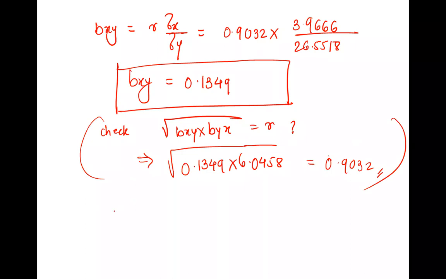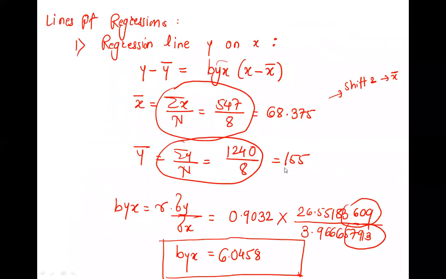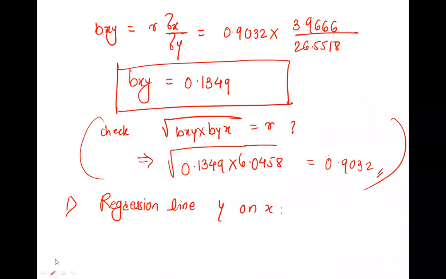Now byx, bxy, x bar, y bar, everything we do have with us. So we'll go with the first line once again, the regression line y on x. Before that, we just find x bar, y bar, byx and bxy. Chalo. So I'm writing the line again: y minus y bar is equal to byx into x minus x bar.